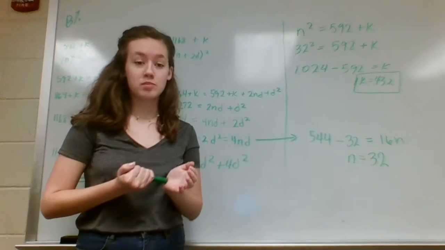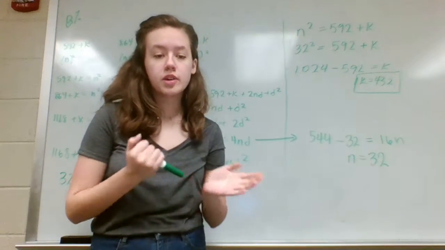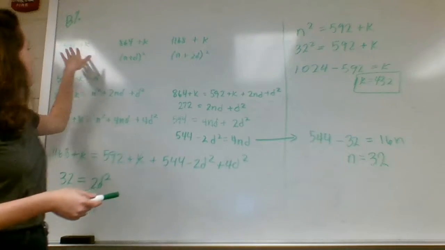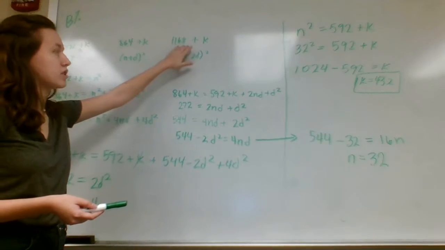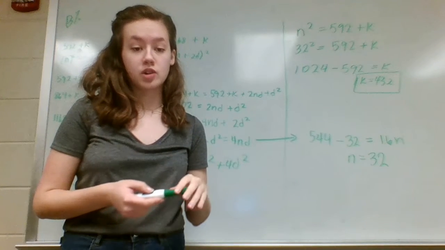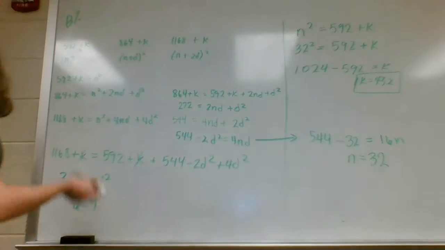Hi, I did problem B7, and it tells you if the integer k is added to each of these three numbers, so 592 plus k, 864 plus k, and 1168 plus k, one obtains the squares of three consecutive terms of an arithmetic sequence, and tells you to find k.